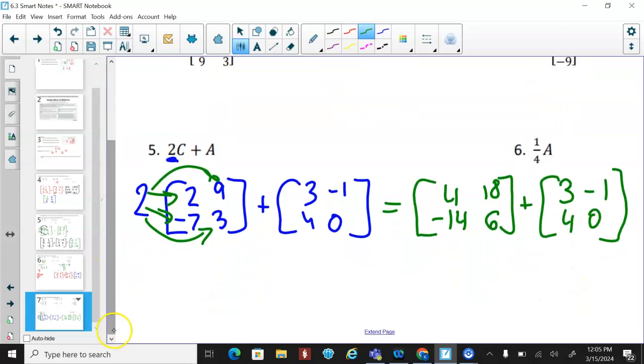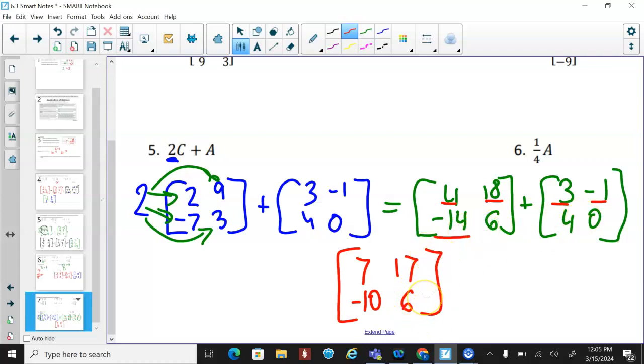All right, and then combine them. 4 plus 3 is going to be 7. 18 plus negative 1, it's going to be 17. Negative 14 plus 4, it's going to be negative 10. And 6 plus 0, it's 6. So your final answer should have 7, 17, negative 10, and 6. Okay? If you need to pause that to write that down, please pause it now.